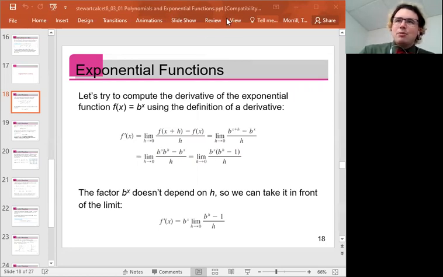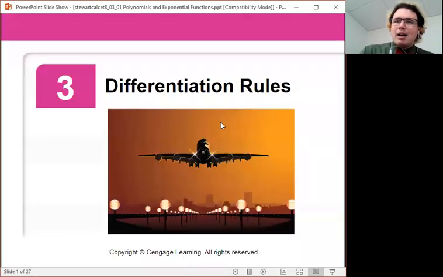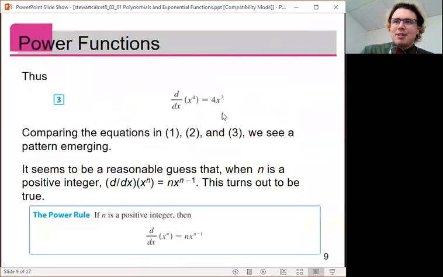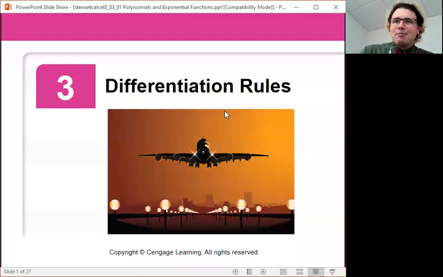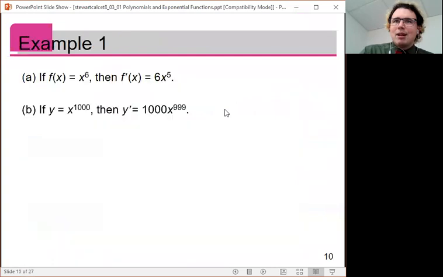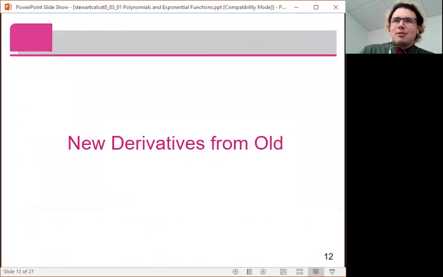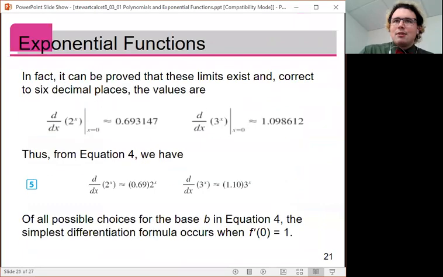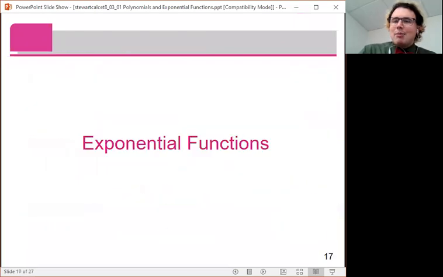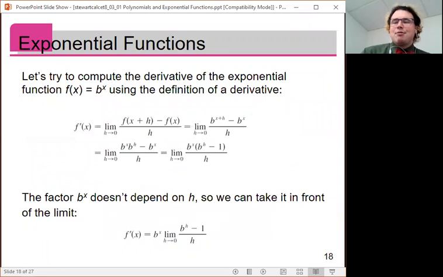I'm going to use my rules for exponential functions, where b to the power x plus h is the same as b to the power x times b to the power h. But that means I can factor out a b to the power x out of all of this.